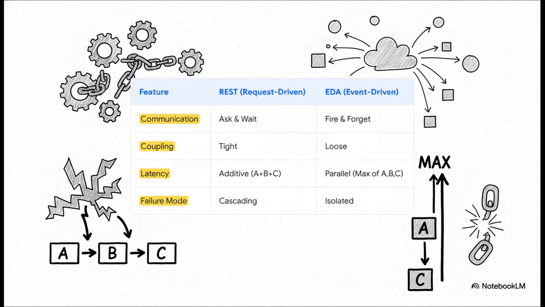Let's break this down a bit more. We've talked about ask and wait versus fire and forget, but look at coupling. With REST, services have to know about each other to talk. With EDA, they're loosely coupled. They only need to know about that central broker. This has a huge impact on latency. In a REST chain, you have to add up the time for each step. In EDA, things happen in parallel, so your total wait time is just however long the slowest task takes. And this changes how things break. A failure in a REST chain can bring everything down, whereas in EDA, failures are usually nicely isolated.